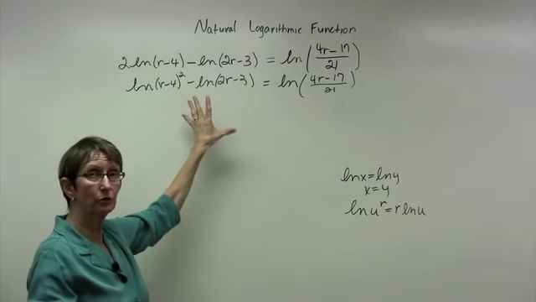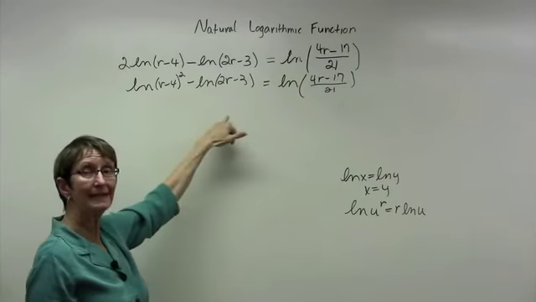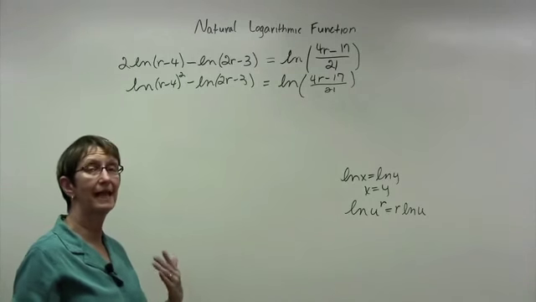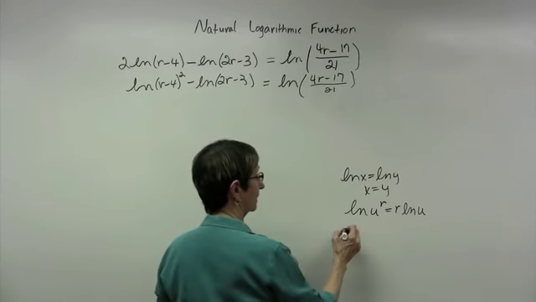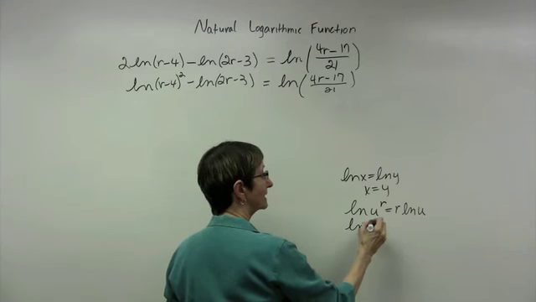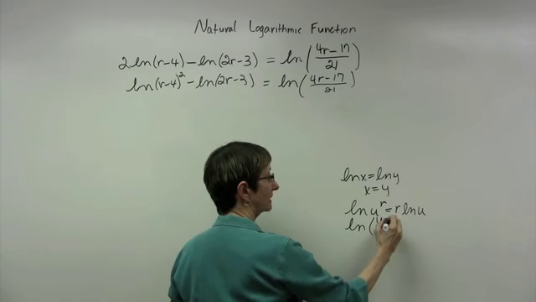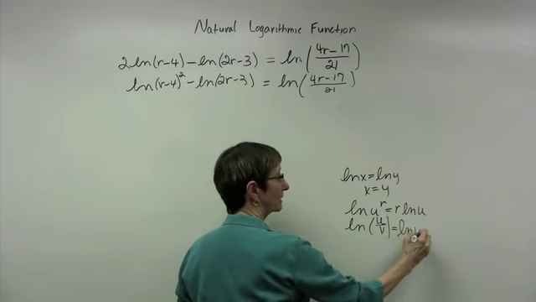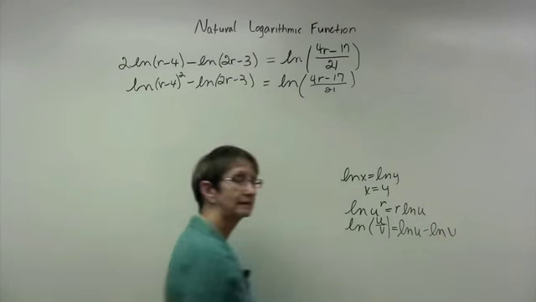But we still don't have one natural log. But at least we just have ln minus ln. Now that brings up the next rule that we have to work with. The rule usually says natural log of u divided by v is equal to ln of u minus ln of v.